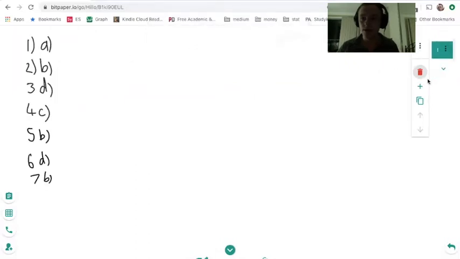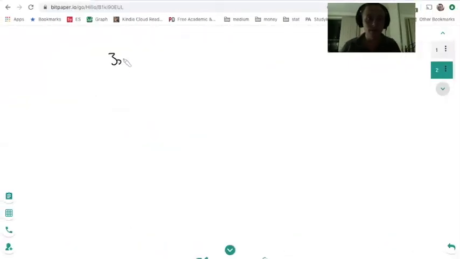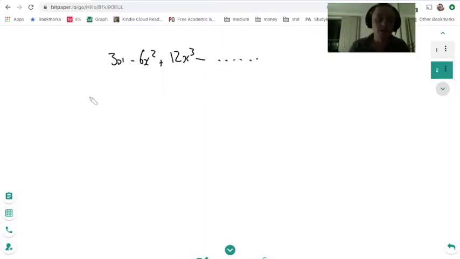New page. 3x minus 6x squared plus 12x cubed minus, well, let us have a look. It started with 3x. I'm sorry to skip so many times. So we're going to say 3x. How do geometric series progress again? Times 2x. Oh, this is a negative.